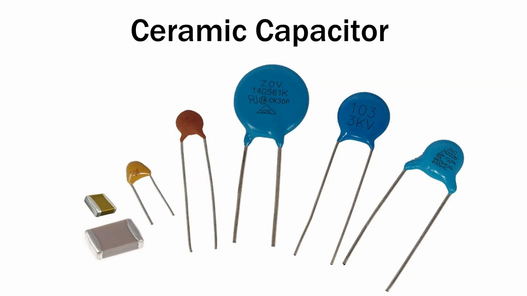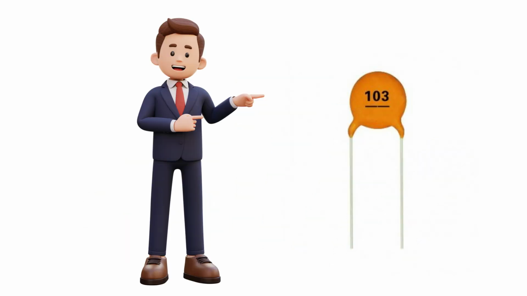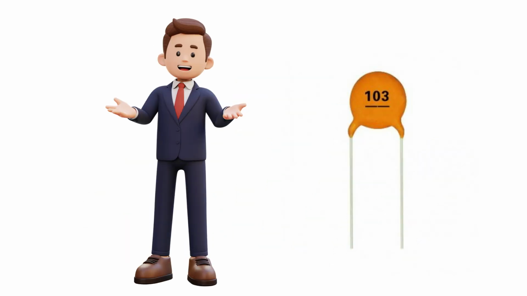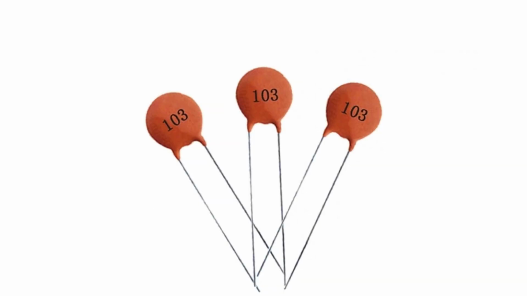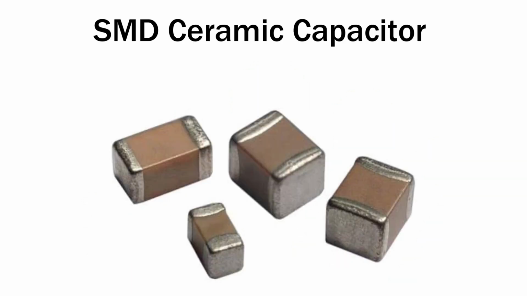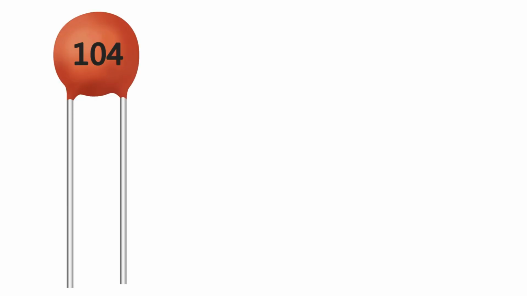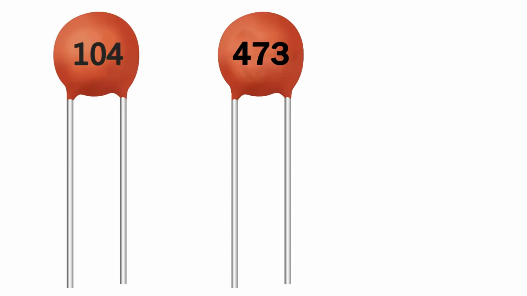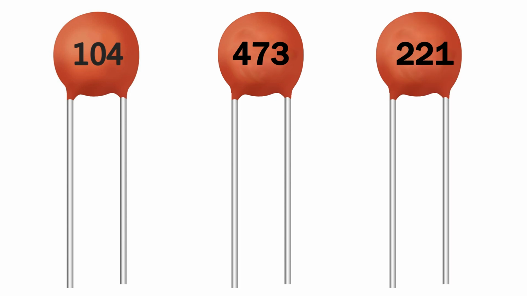A ceramic capacitor is one of the most common capacitors you'll see in electronics. They're small, lightweight, and usually non-polarized, which means you can connect them either way in a circuit. Ceramic capacitors are usually small and disc-shaped. Often found in colors like orange, brown, or blue. But in modern electronics you'll mostly see them as tiny SMD components. You'll see numbers like 104, 473, 221 printed on them. These are codes for the capacitance value.